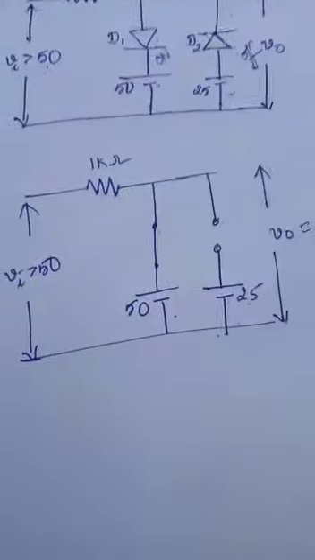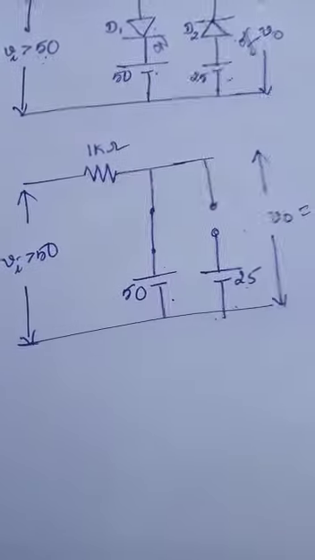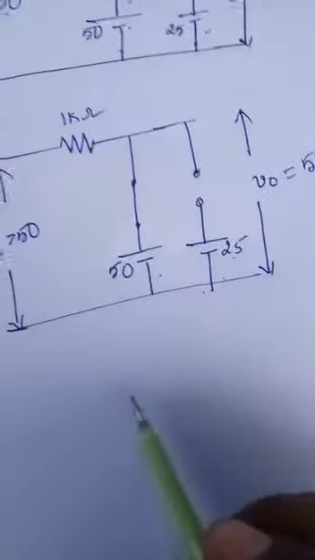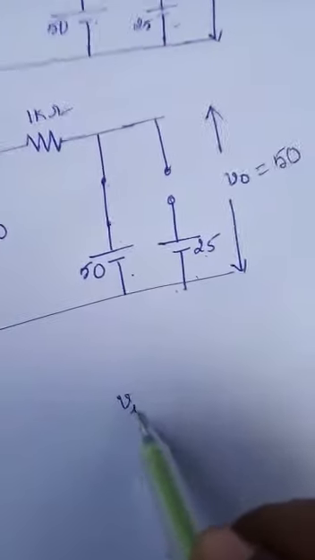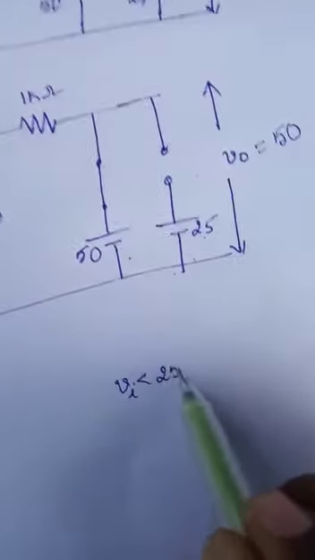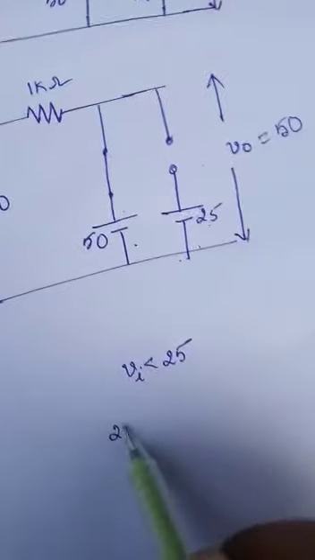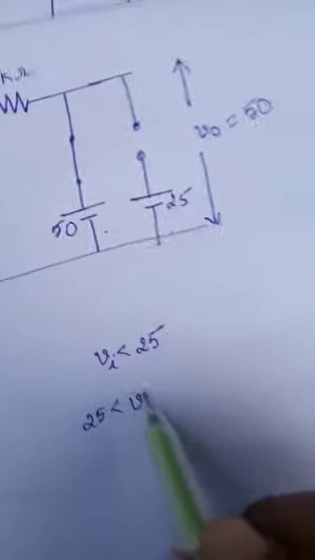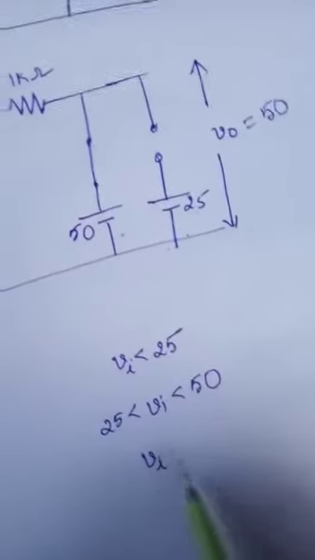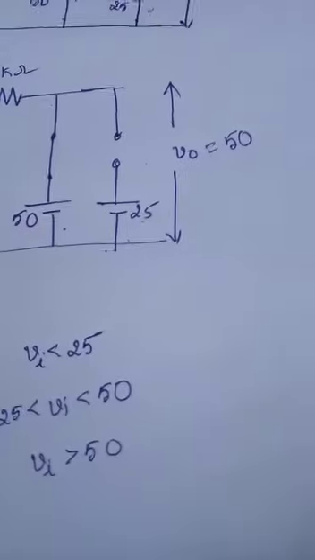Let us draw the truth table for these three conditions. What are these three conditions? The first condition is Vi less than 25, the second condition is 25 less than Vi less than 50, and the third condition, which we just learned, is Vi greater than 50.